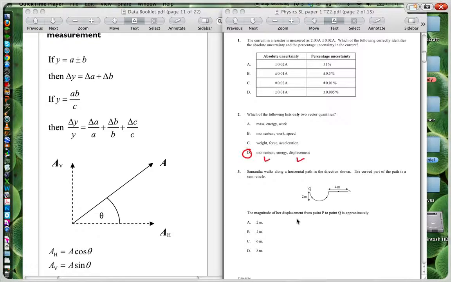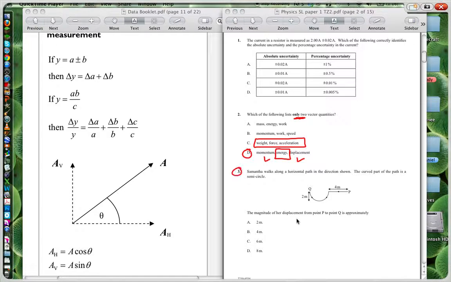Momentum and displacement are vector quantities, so there you've got two. Energy is not. But here we actually have all 3 of these as vector quantities, so it's likely that you would put C. So they're really trying to trick you here, which is a little bit unfortunate. That's not supposed to be. But it shows the importance of reading very carefully when you're doing these problems.